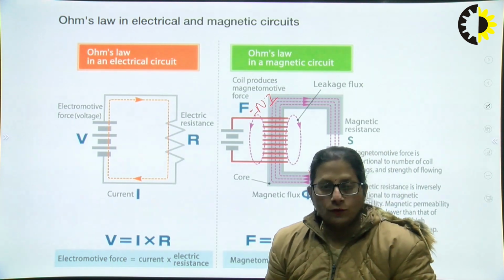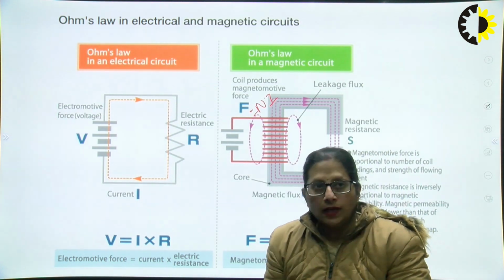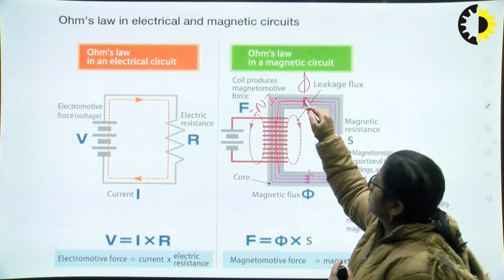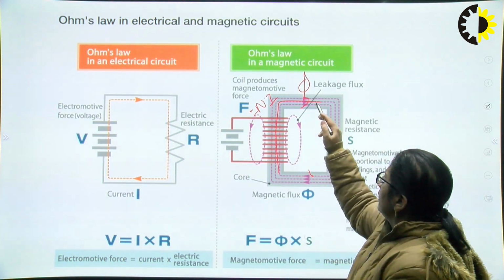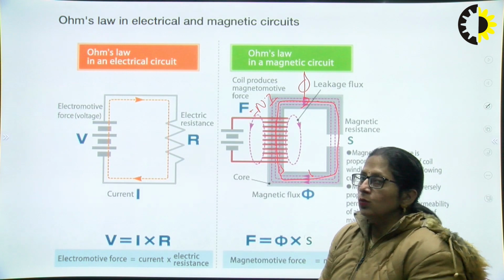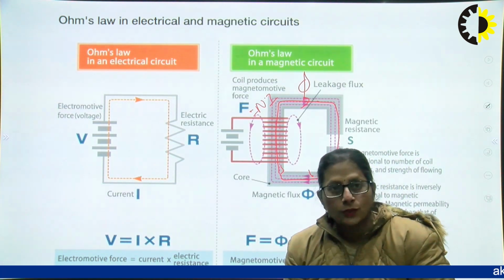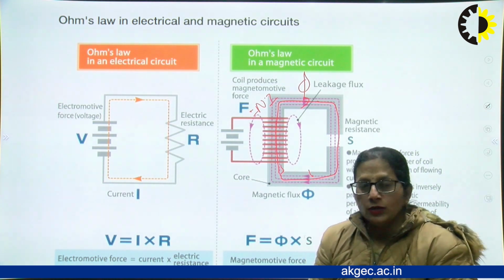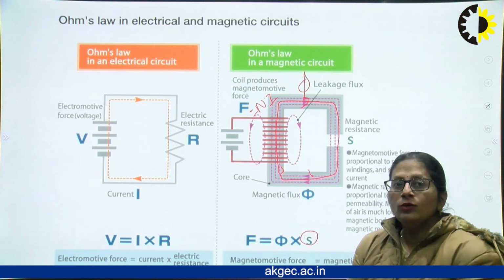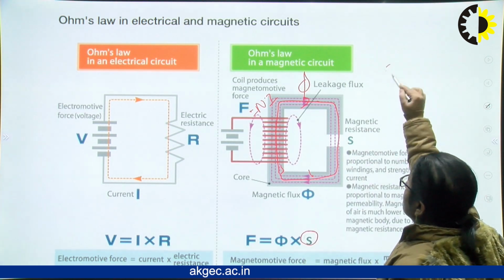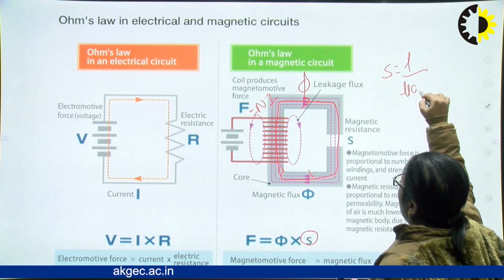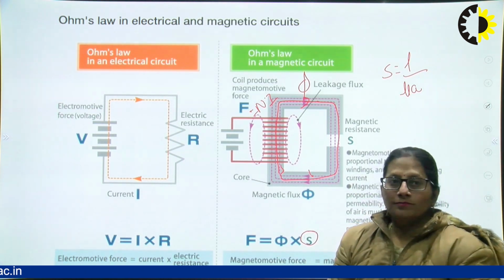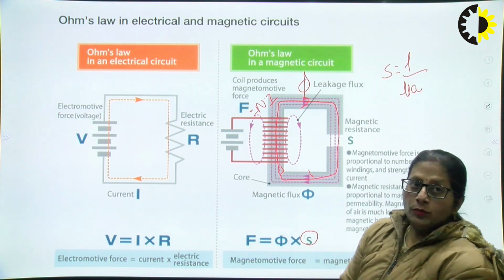When the magnetomotive force is there, that is the force for the production of the flux. Depending upon the current direction, the flux will flow. So another quantity is flux. Then this magnetic circuit is going to oppose the flow of the flux through it. Likewise the resistance, which we call reluctance, is represented by the letter S. We have just seen S is L upon mu A, and we will derive its unit from the law. This is S is L upon mu naught A.